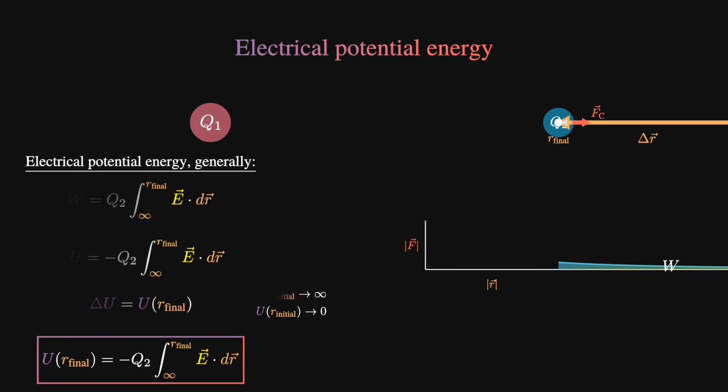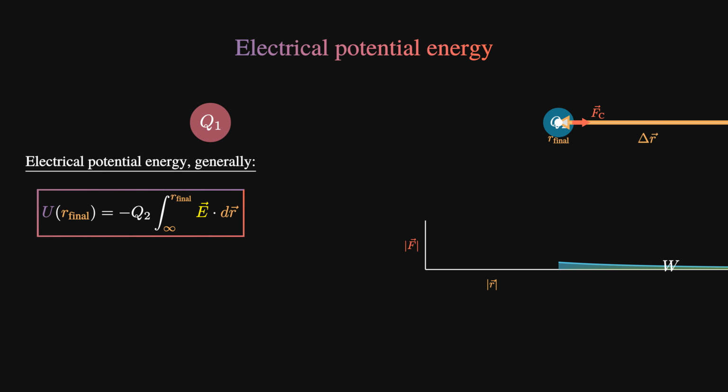This is the real equation for the electrical potential energy. The electrical potential energy is the energy required to move a point charge from infinitely far away to a measurable position in the electric field. This equation works for a test charge in any electric field. If you apply this to our point charge system, you'll get the same equation as before.